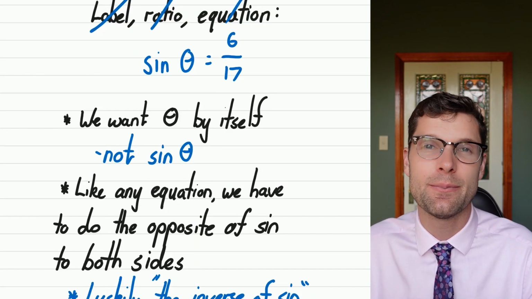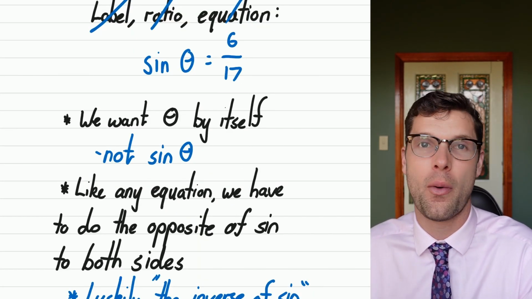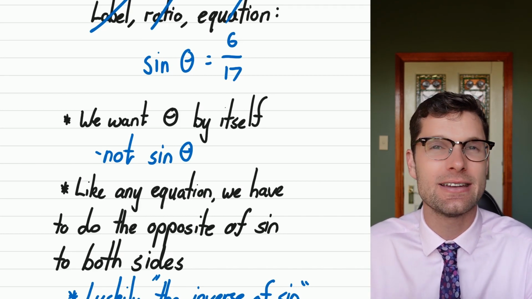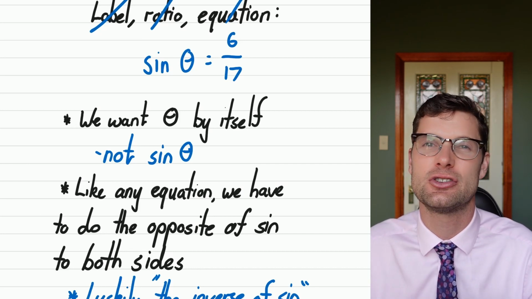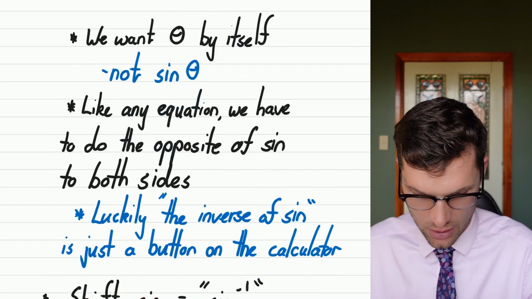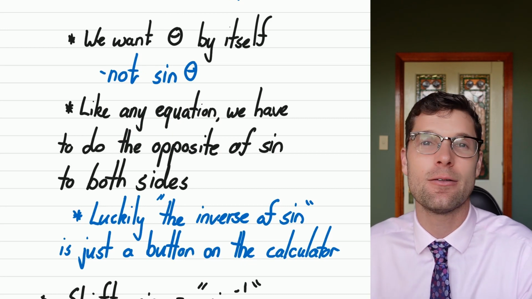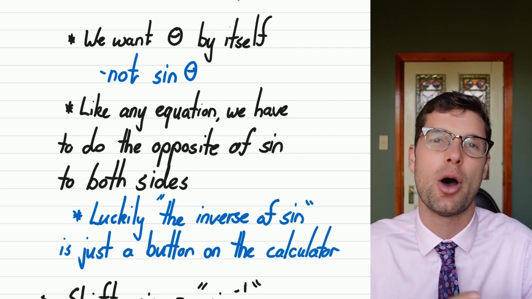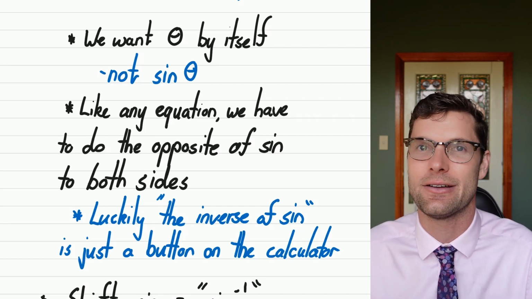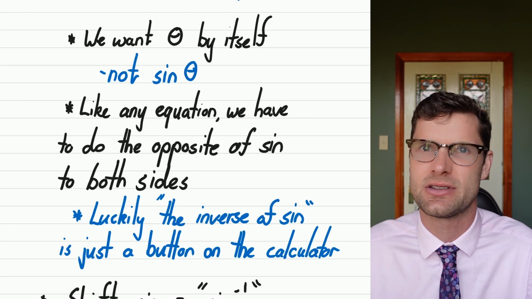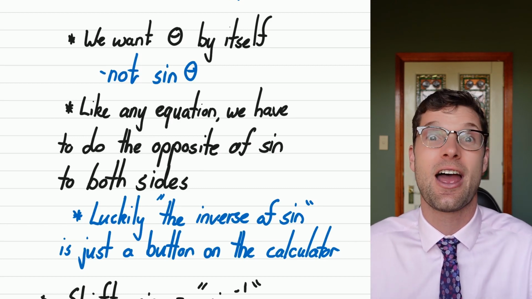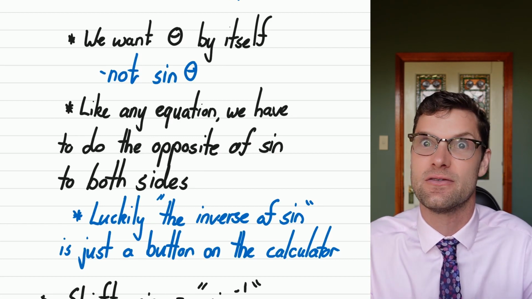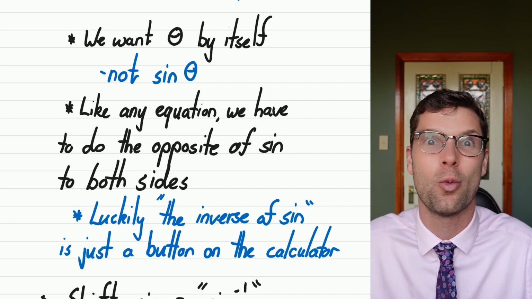The important fundamental part of this is that we want the angle by itself. We don't care what sine of the angle is. And once we understand that, we can see that all we've got to do is a one-step equation. Like any equation, to get rid of something we don't want, we just have to do the opposite operation on both sides of the equation, and it'll cancel out. You might be thinking, well, what's the opposite of sine? Lucky for us, on the calculator, there is a button called the inverse of sine, or the opposite of sine. As long as we hit that button, we get full marks.